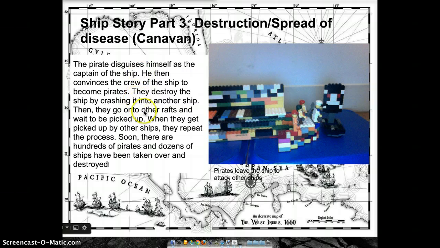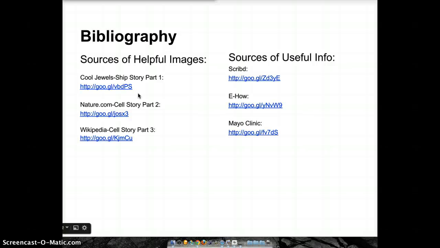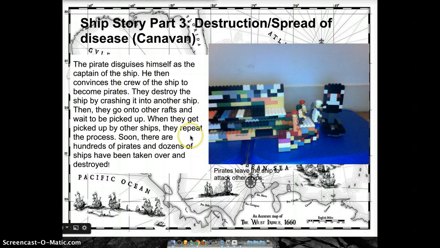They destroy the ship by crashing it into another ship. Then they go out on rafts and wait to be picked up by ships which they will destroy and turn the crew into pirates. The analogy is that crashing the ship is fusing the cell membranes to each other, and convincing the crew to become pirates is the analogy for the virus reproducing inside the cell.